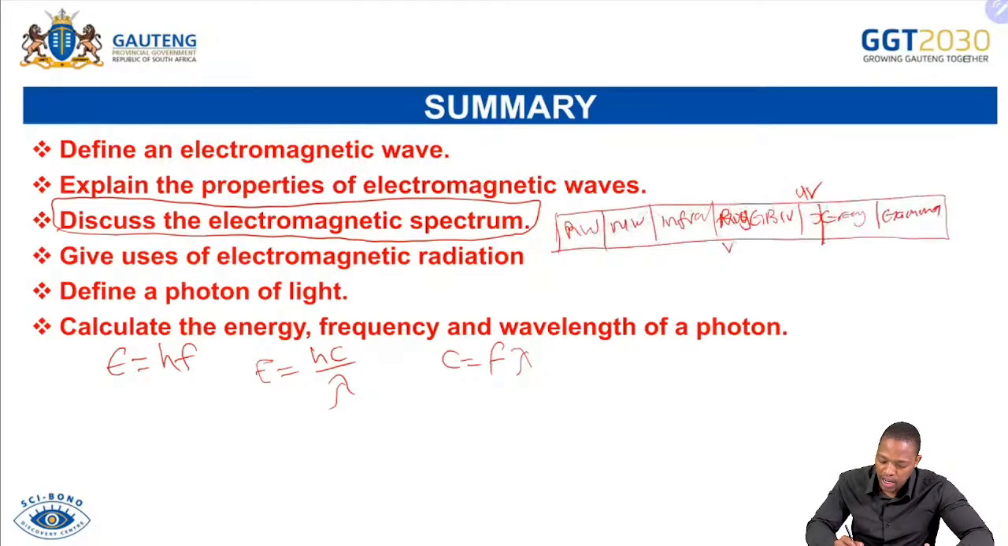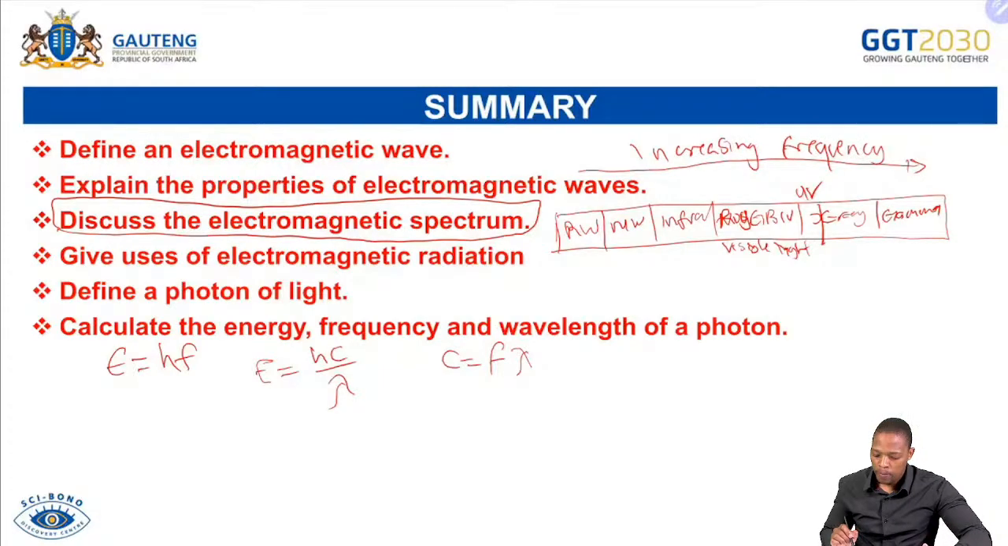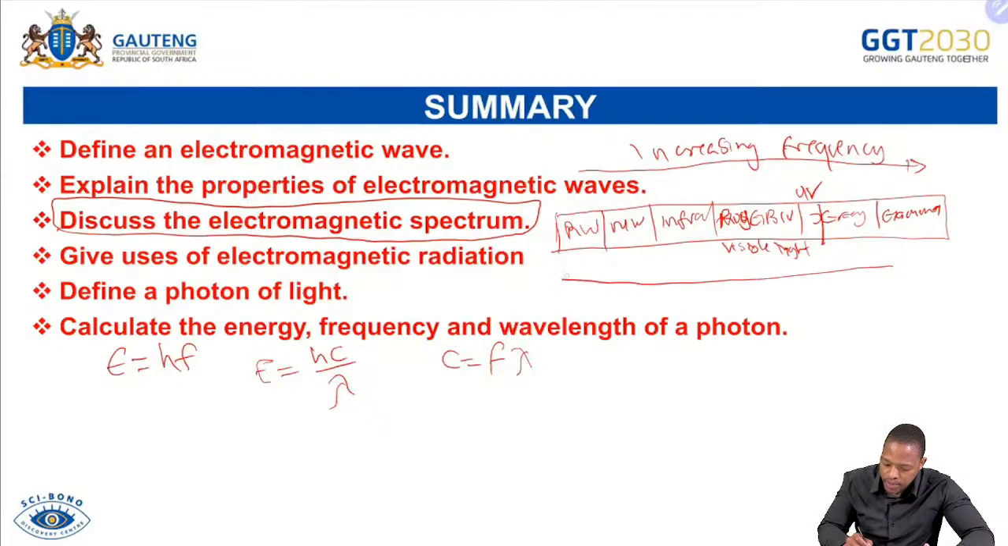ROY G BIV is for visible light, by the way. That's the visible spectrum. Then you should also remember that going in this direction, frequency increases. Their frequency increases as we go in this direction. And going in this direction, we are increasing wavelength, lambda.